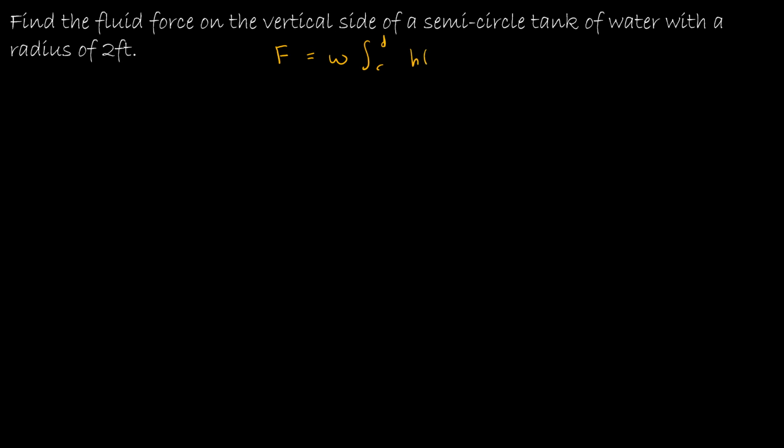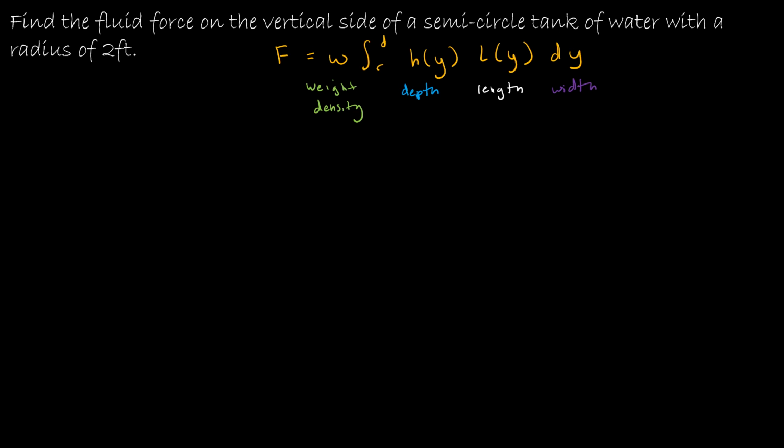We know where we're trying to head here, and keep in mind that W stands for the weight density of our liquid, in this case water. H of y represents the depth of our figure, which of course is going to be changing. L of y represents the length of our figure, which of course is changing. And dy represents the width of our figure, which of course is changing. And that's why all of the changing things are on the right side of the integral.